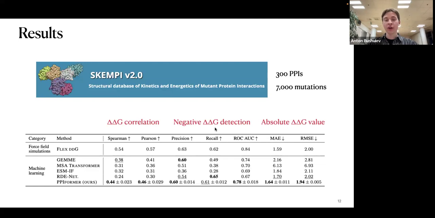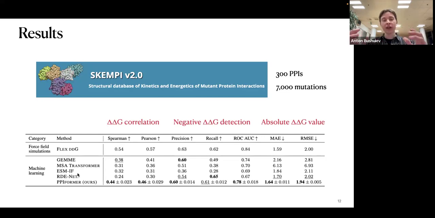Then another category of metrics is that we measure how well the model can recognize good mutations, or the ones that have negative delta delta G, because it's practically important to identify them. And then another metrics are just how well the delta delta G values are predicted in terms of the absolute numbers. And then we compare our method against machine learning baselines.